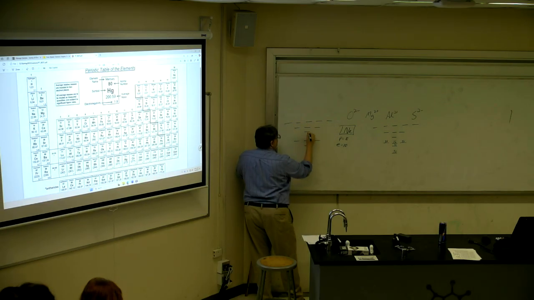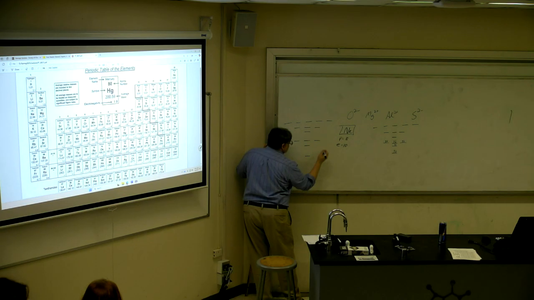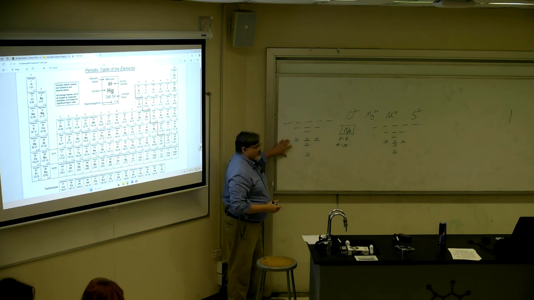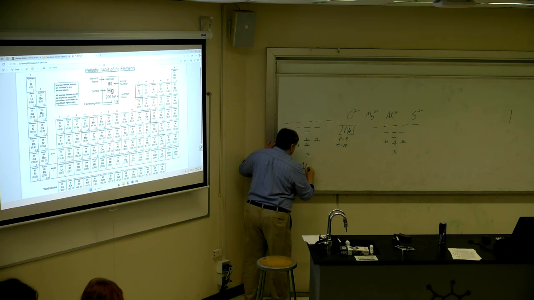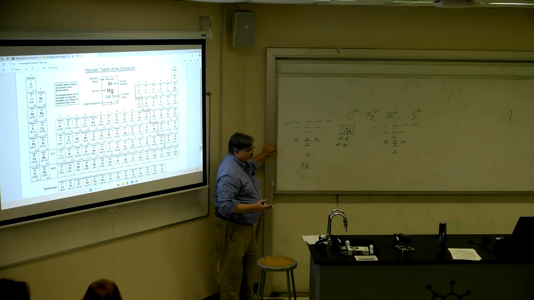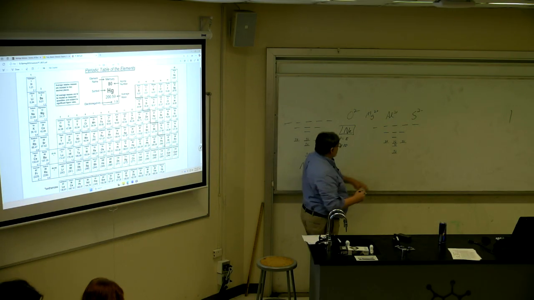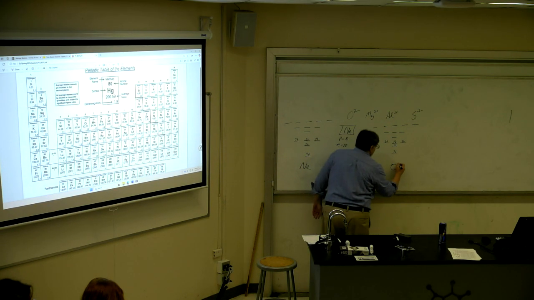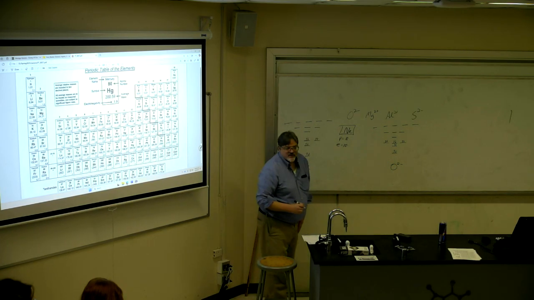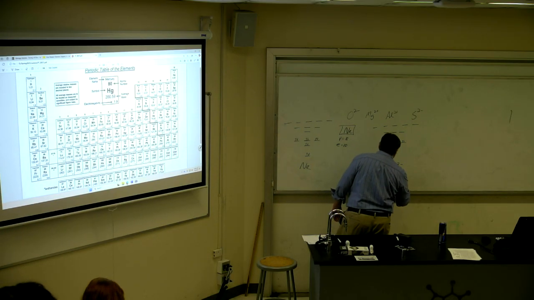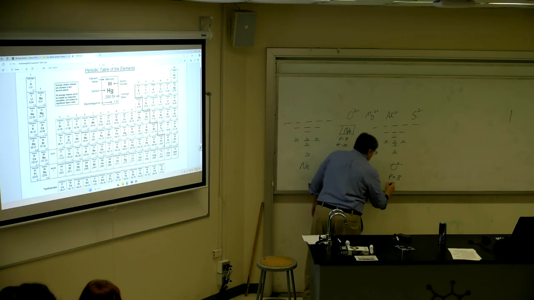Neon, 1s2, 2s2, 2p6. Neon has 10 electrons. It starts out neutral with this electron configuration. It doesn't gain or lose electrons to become an ion, so it doesn't tend to become an ion anyway. So this is the same as this for oxygen, but what I've given you here is oxygen 2 minus. It's got 2 extra electrons. That's why it's charged.